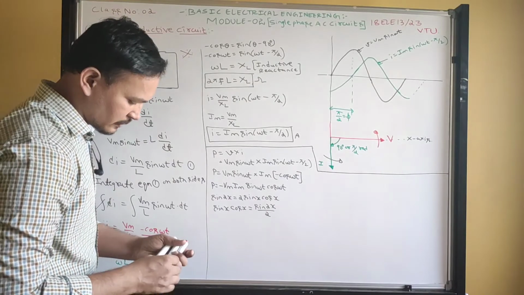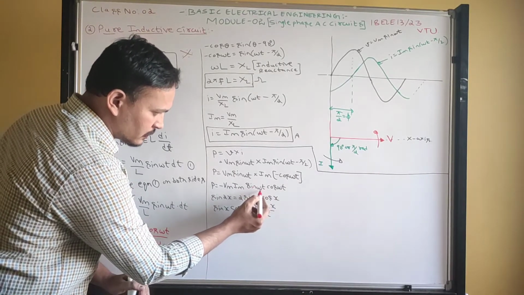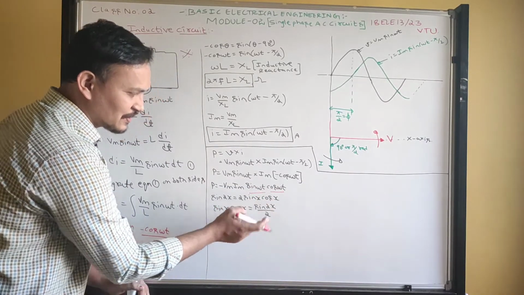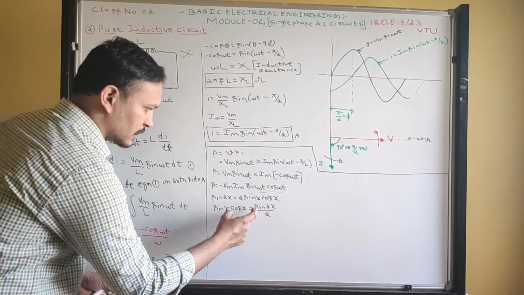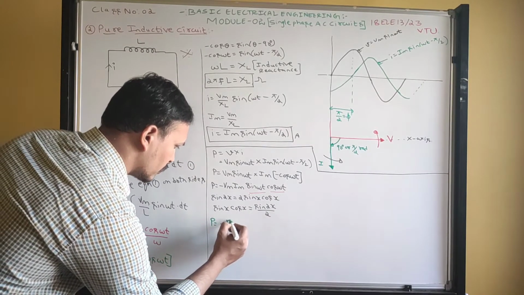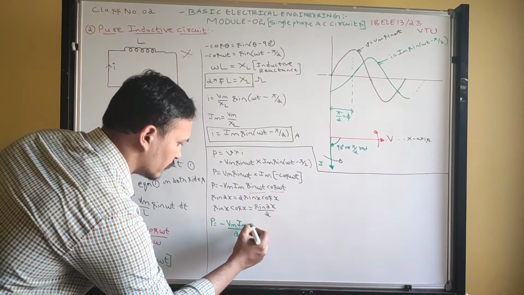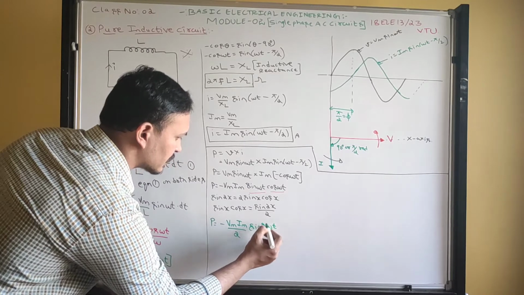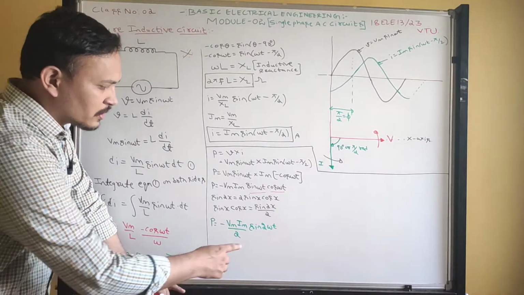See now, the written equation is in the form of sin x and cos x. What I can write? sin x into cos x is equal to sin 2x by 2. In place of x, what do we have? Omega t. I am applying this relation for this term. So therefore, you will get power is equal to minus Vm Im divided by 2 into sin 2 omega t. We got it like this.